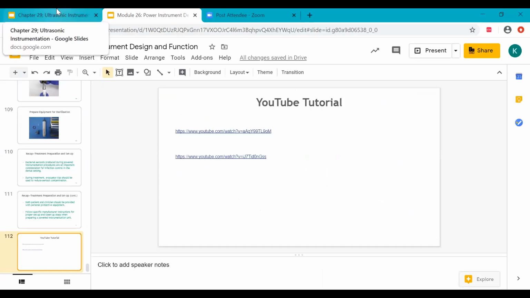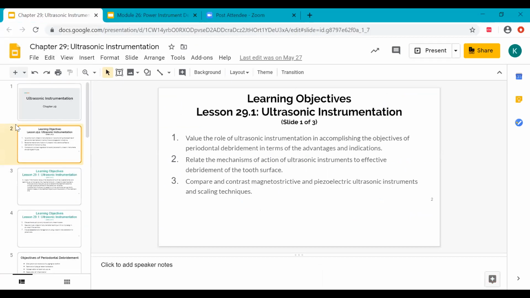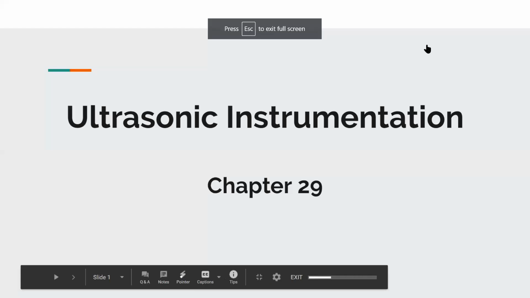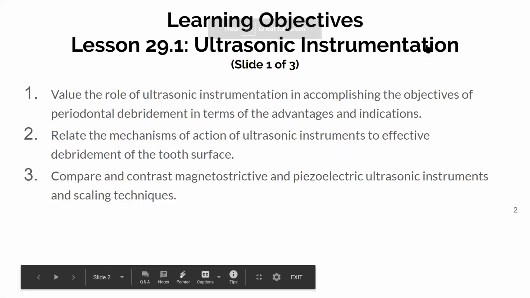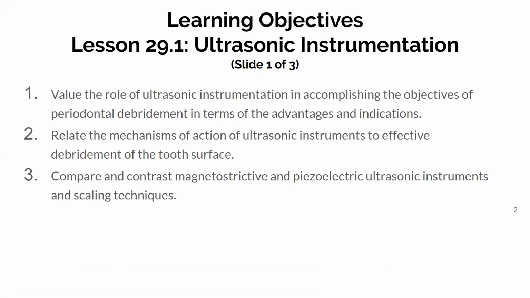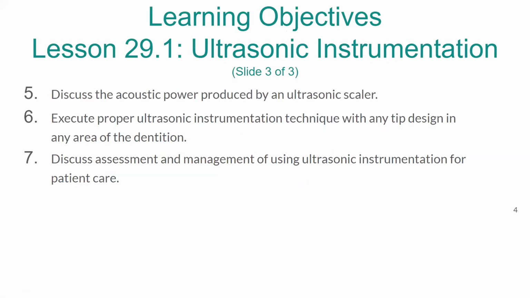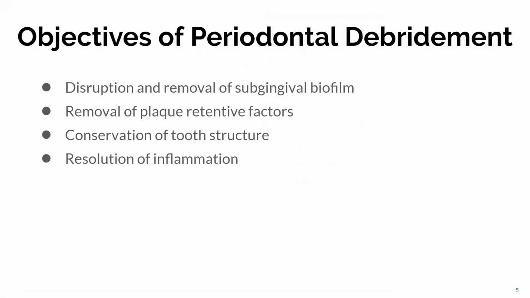So now we're going to move to chapter 29, Ultrasonic Instrumentation. This one, again, is from the Darby and Walsh book. For this, we're going to talk about the difference between magneto and piezo instruments, like how they move. And we want to discuss technique and tip design again.